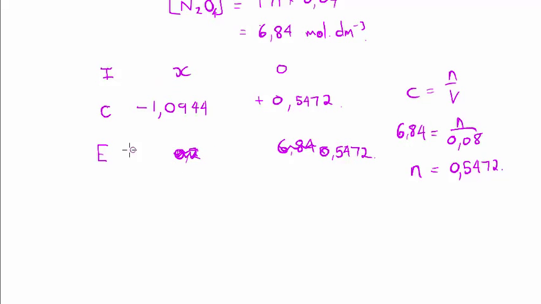And then at equilibrium, how many moles do I have? I know how many moles I have per cubic decimeter. So 0.2 per cubic decimeter, how many moles is that for 0.08? If I multiply that, I get 0.016.